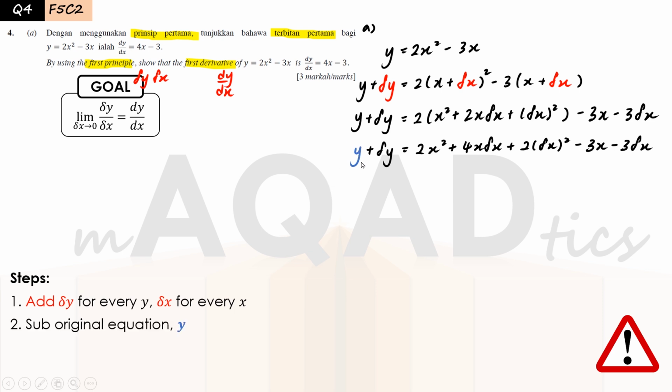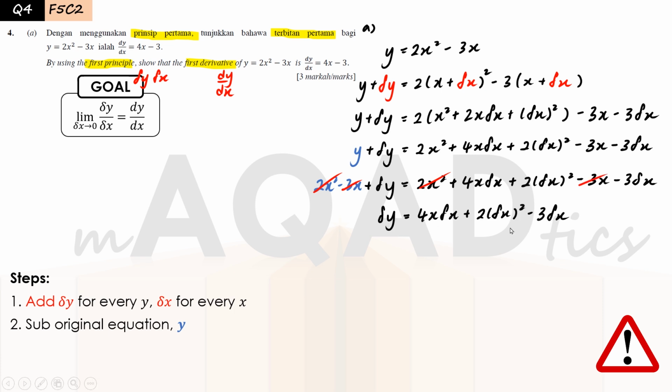Alright, so once we have this expression already, then we go to the second step, which is to substitute the original equation of y into here. Okay, so just now we know that y is equal to this, so for the y here, I'm going to change it to this. So here will become 2x squared minus 3x, and then I'm going to move these two things to the right side. So I'm going to cancel off these 4 things. Okay, so it will be something like this. So now as you see on the left side, we have delta y already. Right, so this brings us to the third step, which is to divide delta x for the whole equation.